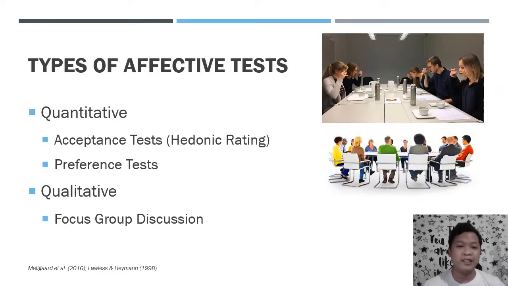So katulad nga ng nabanggit ko kanina, merong dalawang klase ng affective tests, yung tinatawag nating quantitative and qualitative. For the quantitative test, these are usually divided into acceptance tests, which use hedonic rating scales, and preference tests, which may involve choosing one over the other or ranking three or more samples according to your level of preference.